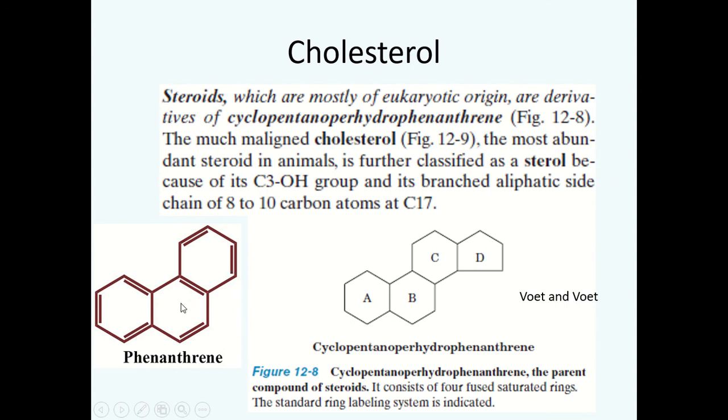Phenanthrene is a fused ring made up of benzenes. When three benzenes are fused with each other, they give rise to this ring structure called phenanthrene. So this is the same phenanthrene ring shown here, and this is a cyclopentane, a five-cornered ring attached to phenanthrene. So this is the basic structure of these compounds, which are called sterols, and cholesterol is one of those compounds. Therefore, this is the basic ring structure called cyclopentano perhydrophenanthrene.